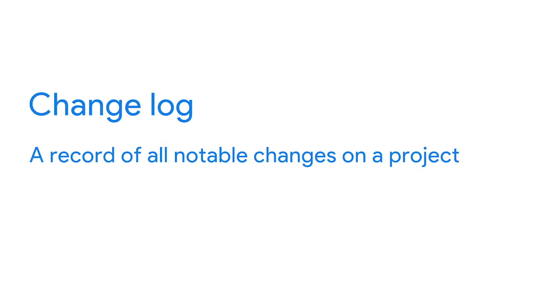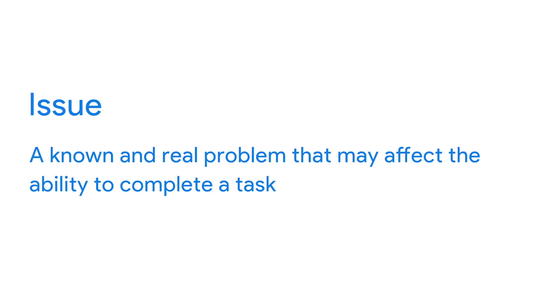Using a change log to keep a record of these changes is a useful tool for communicating with stakeholders about why something is taking a long time or costs more than expected. A change log is a record of all of the notable changes on a project. An issue is a known and real problem that may affect the ability to complete a task. For example, an issue might be the delay of legal approval for an advertisement you were hoping to launch, or the missing number of confirmed seats to secure a venue for a business conference.